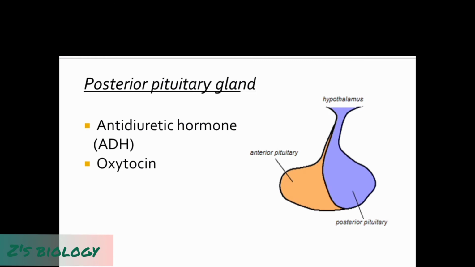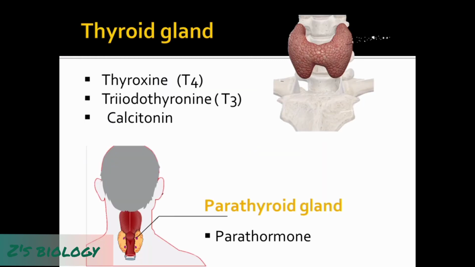Alright, next we have the thyroid gland. It releases three types of hormones, that is thyroxine T4, triiodothyronine T3, and calcitonin. T4, thyroxine, is secreted in the majority by the thyroid gland, and both T3 and T4 are derivatives of amino acids, derived from the tyrosine amino acid. So these are amino acid derivatives.